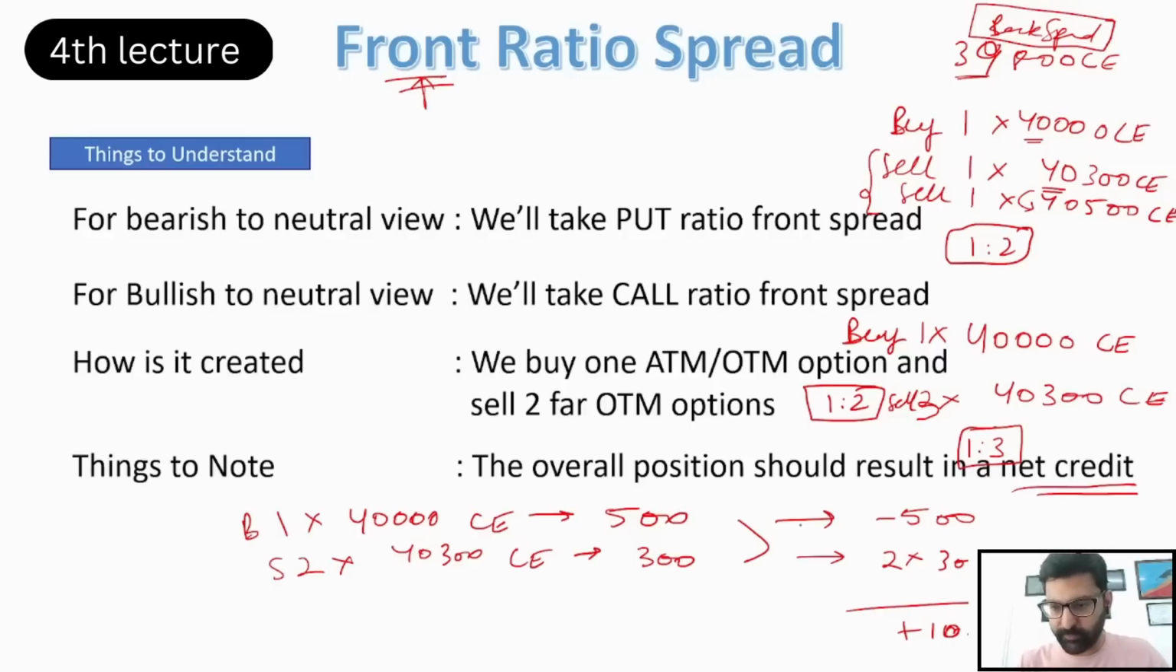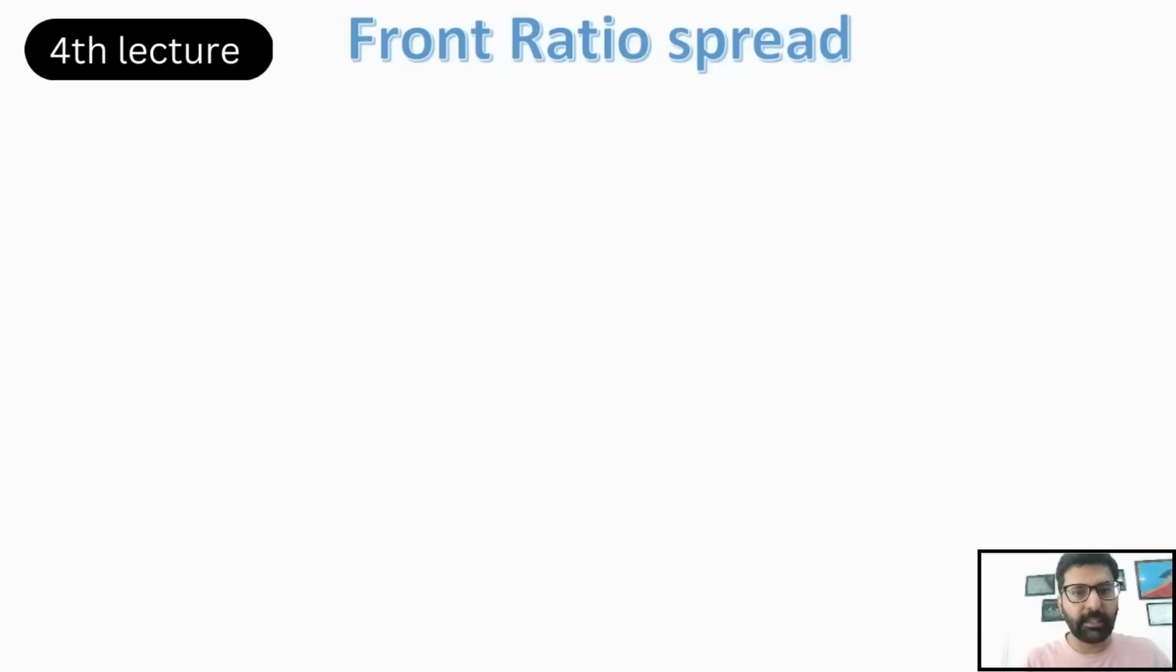If this were, let's say 250, then what would be the net credit? It would be zero. So there will be no credit, no debit. And if this were 200, then net debit would be minus 100, correct? So generally what I've seen is it's okay to even have a small credit or zero credit, but generally we should not have a big debit while creating a ratio spread. Okay, so keep these points in mind. When you apply this practically, all these things will come in handy.